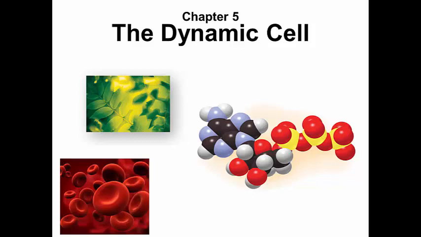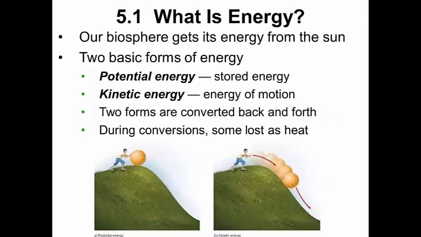Chapter 5 is titled The Dynamic Cell. In Chapter 5, we talk about both energy and movement across the cell membrane. We begin with energy, and we ask the question, what is energy?